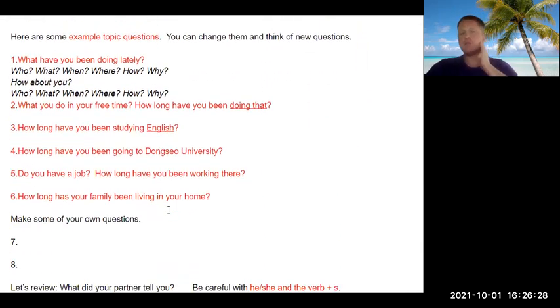Okay, and now let's practice the example topic questions. So listen and repeat. Number 1, what have you been doing lately? And don't forget the V sound, have. What have you been doing lately? And sometimes we make it shorter, we contract it. What have you been doing lately? Number 2, what do you do in your free time?